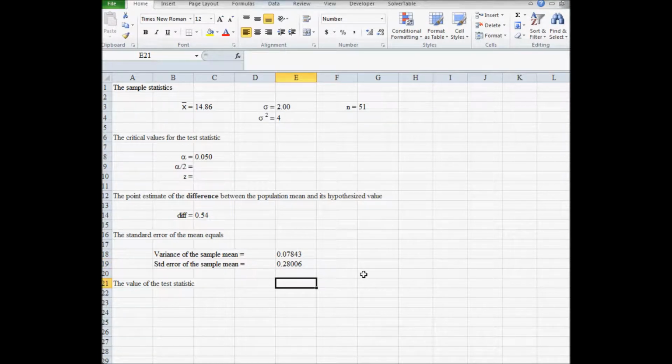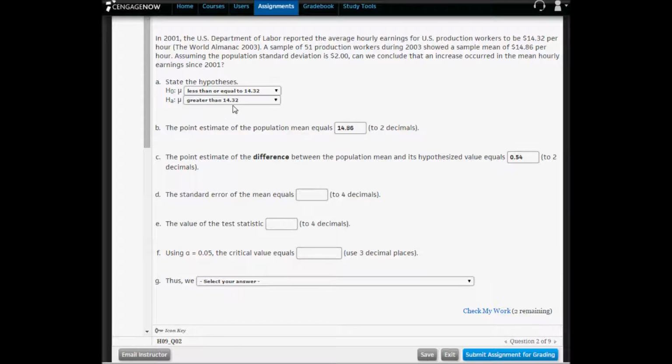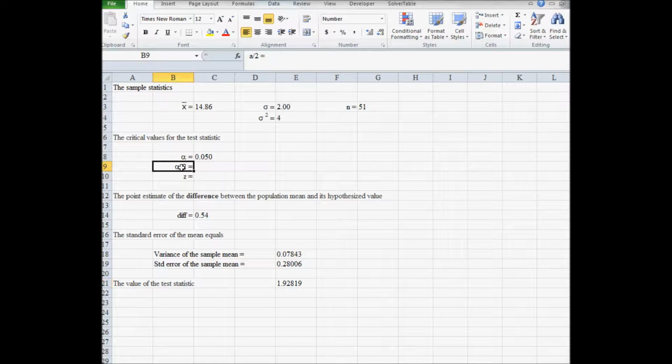The test statistic is the ratio of the point estimate of the difference and the standard error of the sample mean. So the test statistic is 1.92819. The alternative hypothesis indicates that this is an upper tail test because it says mu greater than 14.32. So we're going to divide the alpha level, 0.05, by 1 and not 2. So the alpha divided by 1 level is 0.050.